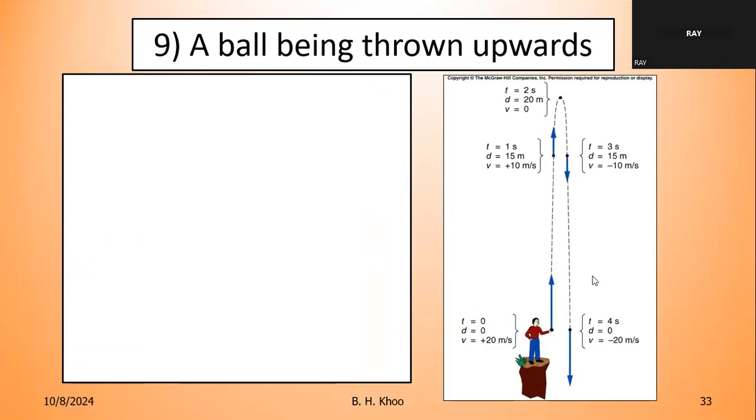Right, this one. You throw it up at 20, it comes down to the same height, where it's also 20, but it must have a negative sign there. Or you have to say it's 20 meters per second downwards. Whatever goes up comes down the same, if there is no air resistance. Okay?